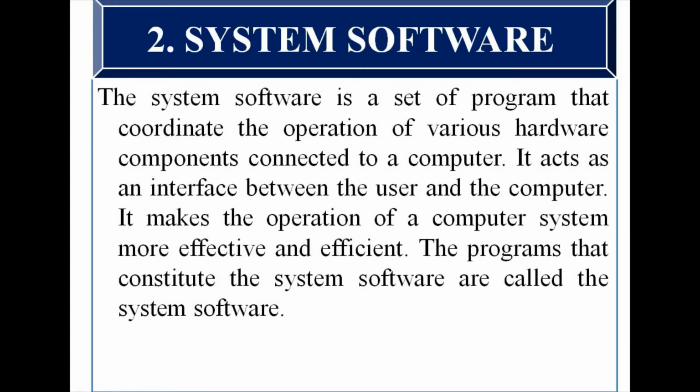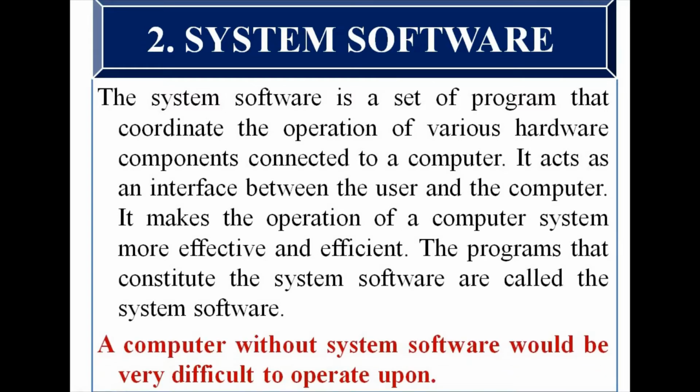2. System software. The system software is a set of programs that coordinate the operation of various hardware components connected to a computer. It acts as an interface between the user and the computer. It makes the operation of a computer system more effective and efficient. The programs that constitute the system software are called the system programs. A computer without system software would be very difficult to operate.